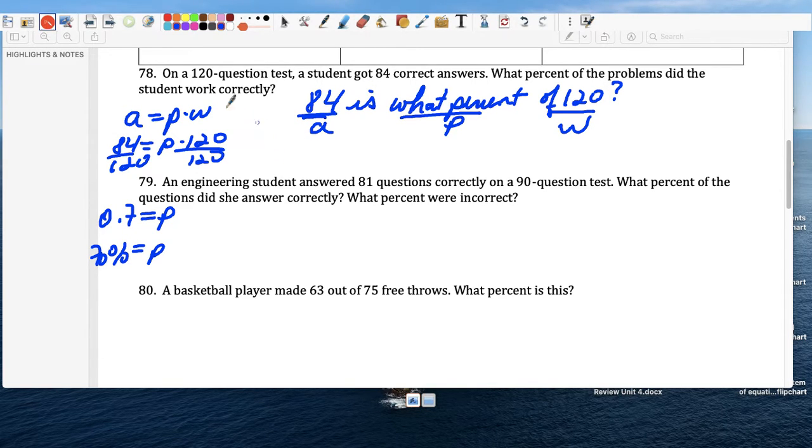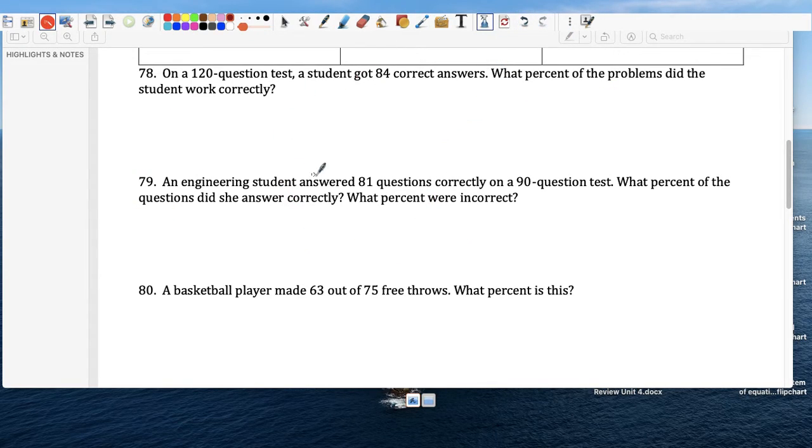Okay. Now that's the formula, so you could have also gone straight in, once you have the question in this format. 84 is equal to what percent, we'll leave it as P, multiplication, 120. Notice that we get the exact same equation, right?